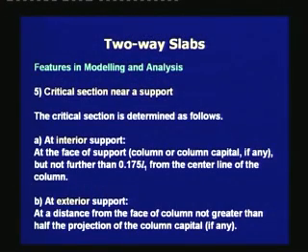The fifth consideration is defining the critical section near a support. The critical section is determined as follows: at an interior support, it is the face of support, which is the column or column capital if any, but not further than 0.175 L1 from the center line of the column. For an exterior support, it is at a distance from the face of column not greater than half the projection of the column capital if any.